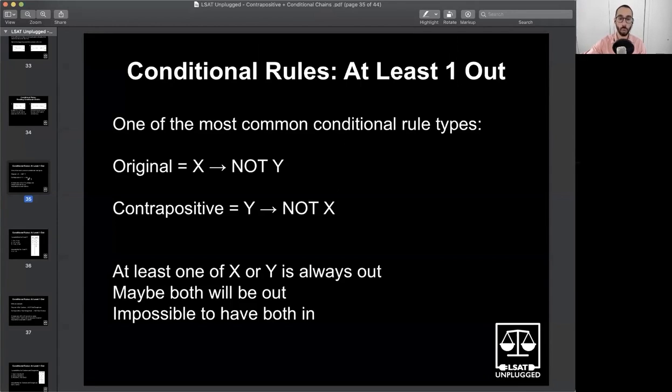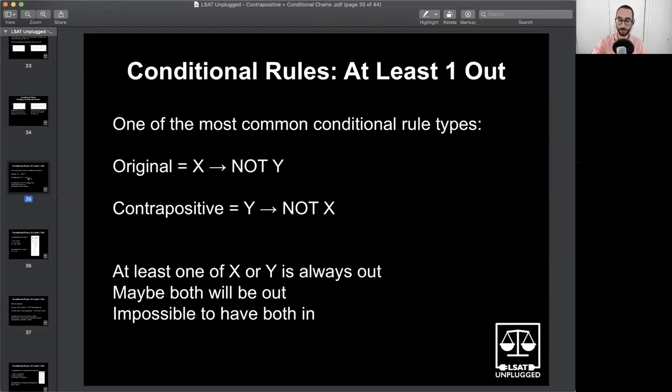If X is in, Y is out. If Y is in, X is out. This means at least one of the two must always be out. They conflict. They are mutually exclusive. So at least one's out. Maybe both will be out. You cannot have both in. I guess as human beings, we're prone to conflict because this is like the easier thing to get. People consistently get this one fine, but the other one is where they have trouble.